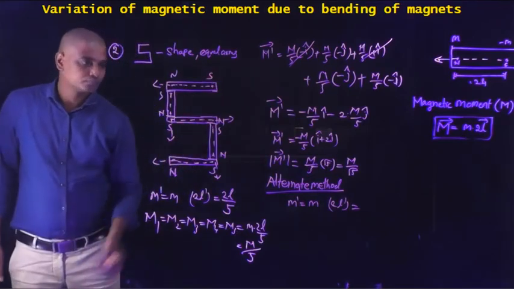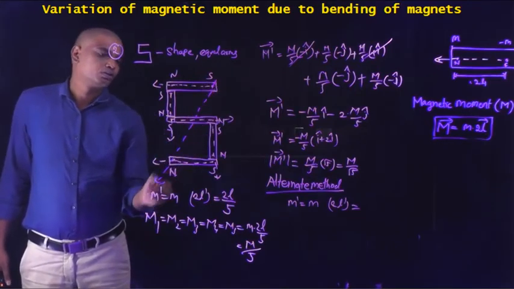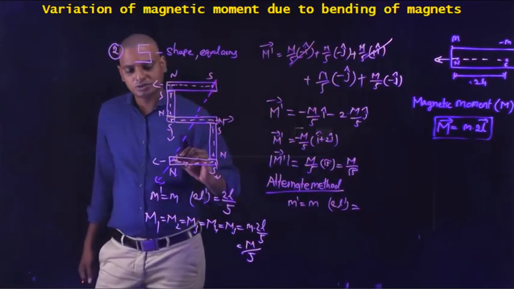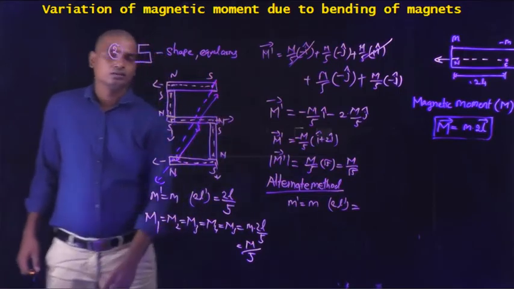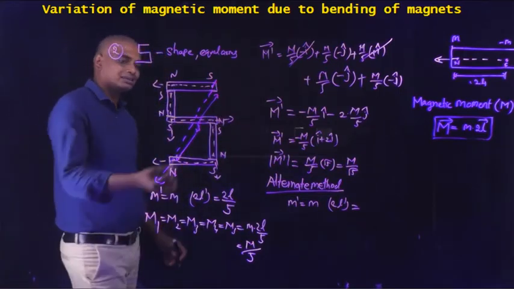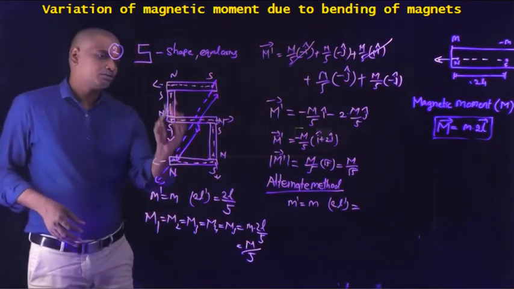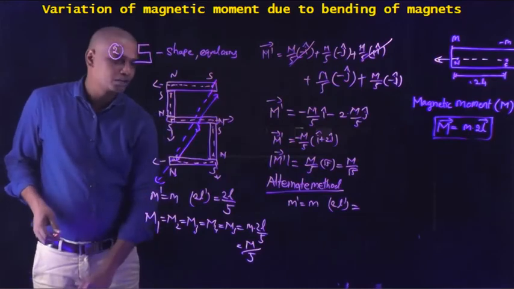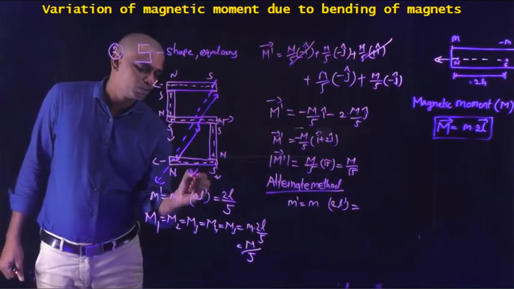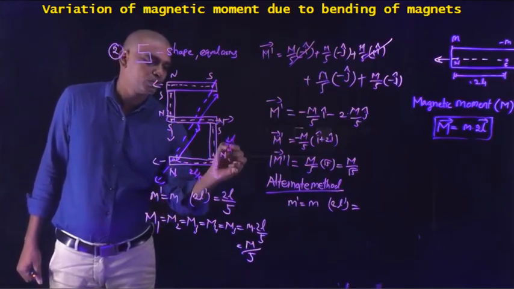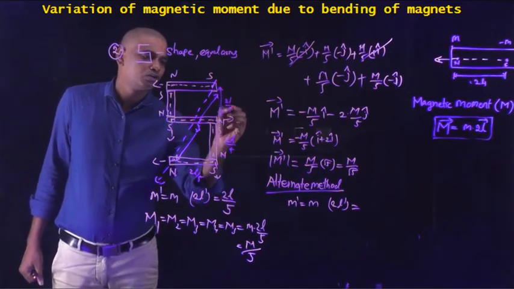The direction will be like this from south pole to north pole. Here the distance between the two poles is 2L dash. Right. Now I need to calculate this magnetic length 2L dash. If we consider it as a closed path for our convenience, the length of this arm is 2L by 5 and the length of this segment is 2L by 5. The length of this segment, as it is parallel, is also 2L by 5.